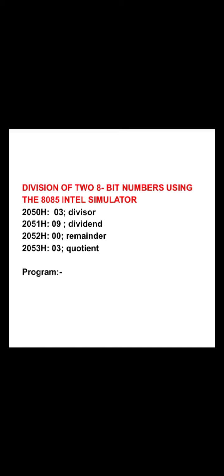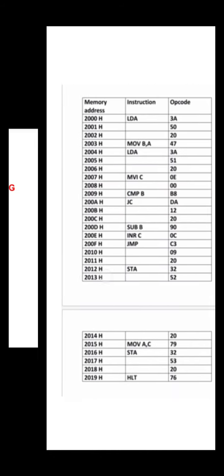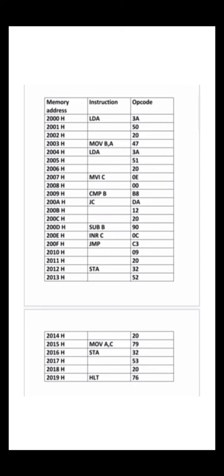This is the program for the division of two 8-bit numbers. The starting address is 2000 and the ending address is 2019. The first instruction is LDA, load the accumulator by the content of 2050 memory location. It means that the content of 2050 memory location is loaded into the accumulator.